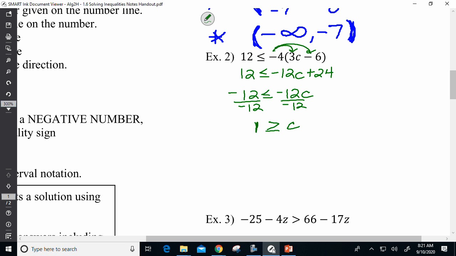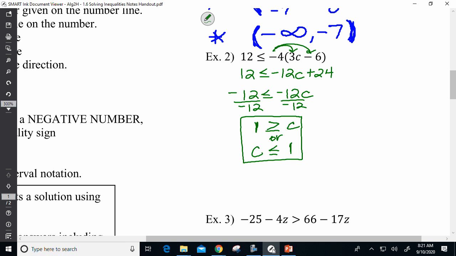Now, if you prefer to have your variable on the left-hand side, you can put the variable on the left-hand side, but that means you've got to turn the inequality sign around. So 1 greater than or equal to c is the same thing as c less than or equal to 1. So they mean the same thing. Again, that's more personal preference. It doesn't matter to me which way you leave it as long as you interpret the inequality correctly. Any questions so far? So there's our solve.